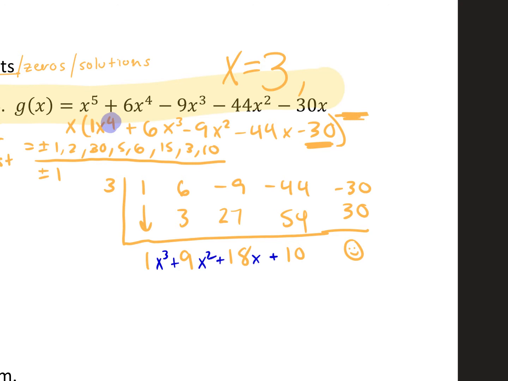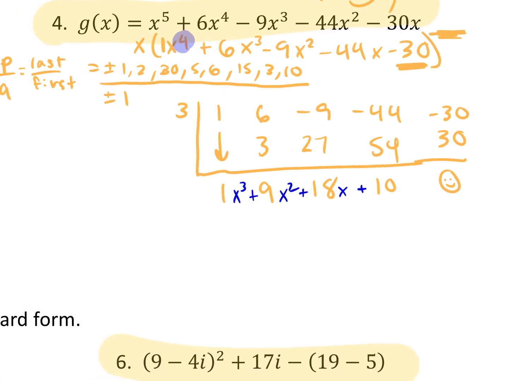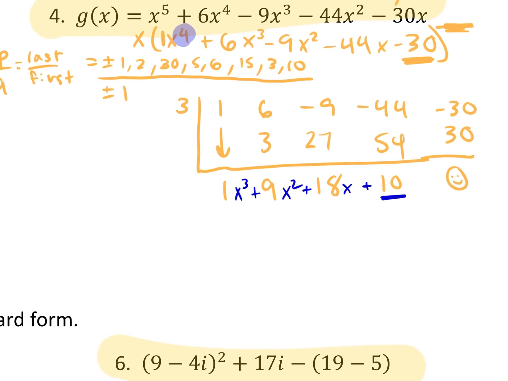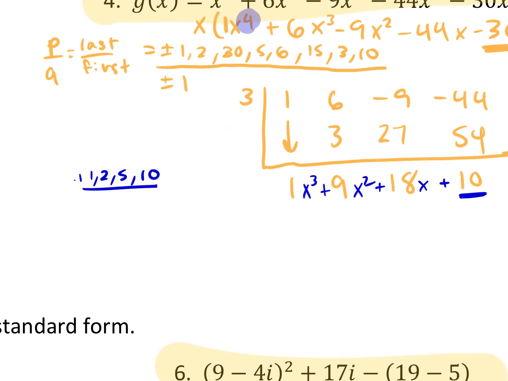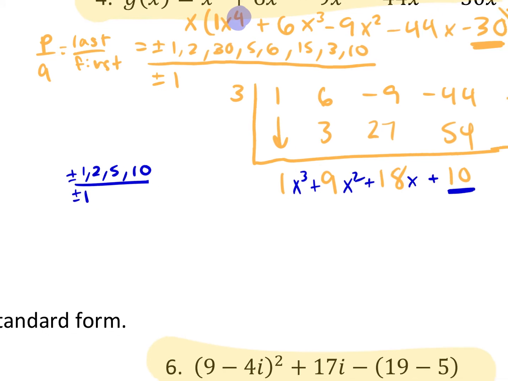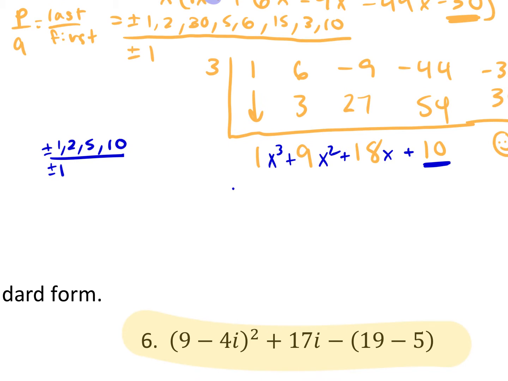So can I factor this yet? No, I need to do P over Q one more time. But now I can use factors of 10. So my last is now 1, 2, 5, and 10. So plus or minus, and then over plus or minus 1. So what should we try next?